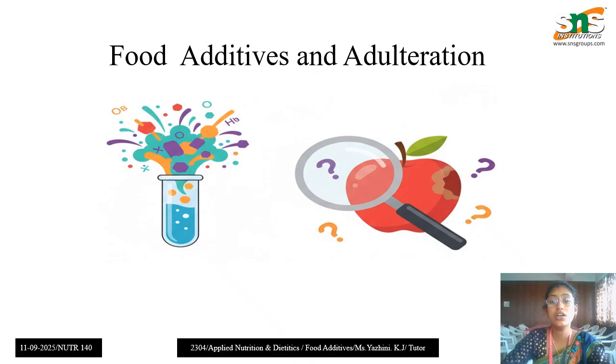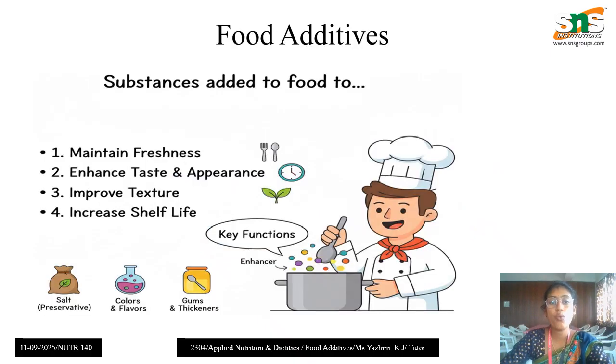Let's meet the good additives first. So, what are food additives? The definition: substances added intentionally to food to preserve it, like salt, and to enhance color and flavor, for example turmeric, and also to improve texture and stabilize. They are regulated by FSSAI and must be on the label with the E number or name, and safety is judged by the ADI, the acceptable daily intake.